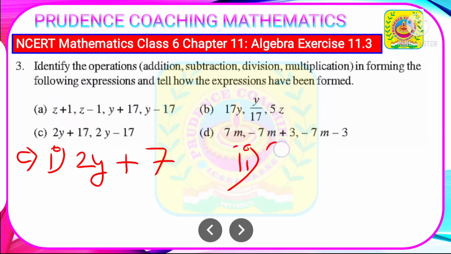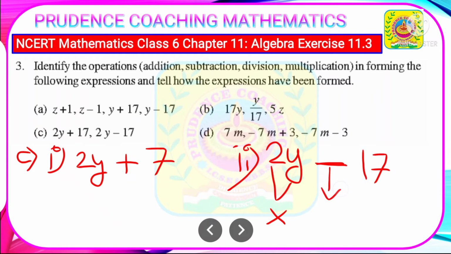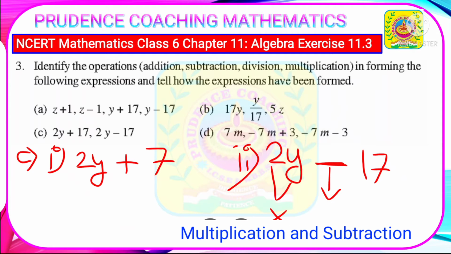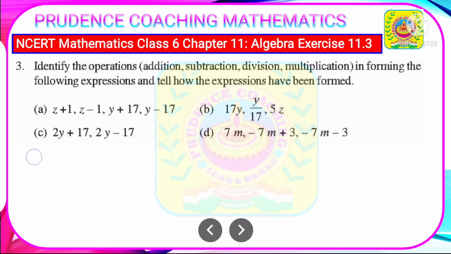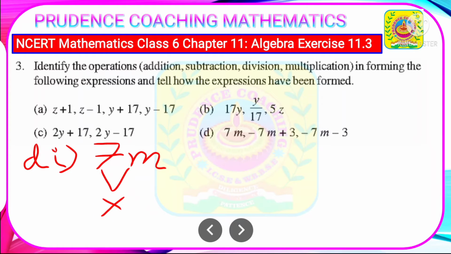In C Roman 2, as you can see, we are given 2y minus 17. So here in the first term, that is in between 2 and y, we have the operator multiplication by default, and here it is given subtraction. So here our answer will be multiplication and subtraction. Next one, number D. Number D, Roman 1 is 7m. As I have said, 7 is a constant and m is a variable. In between these two we don't have any symbol, that means by default we have multiplication. So here our answer will be multiplication.